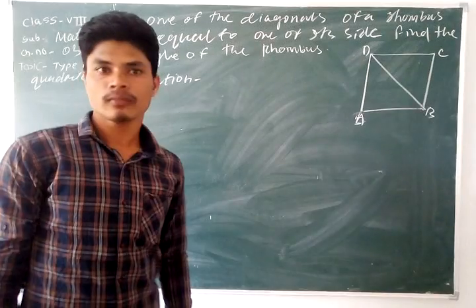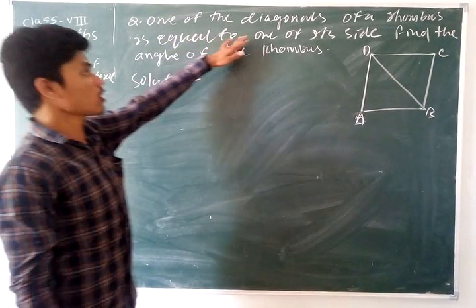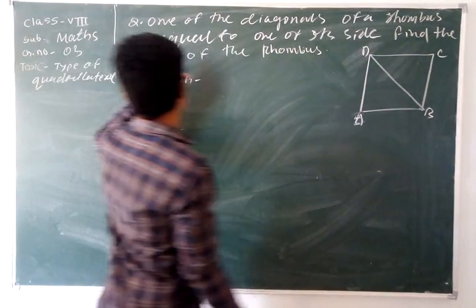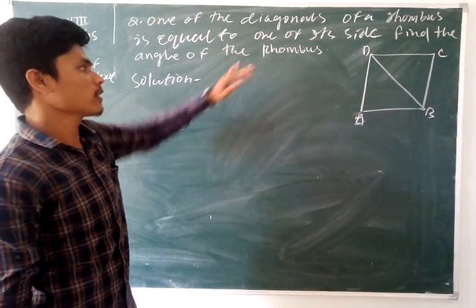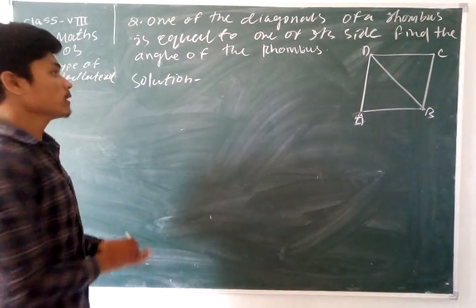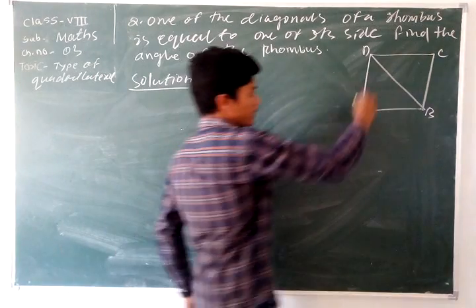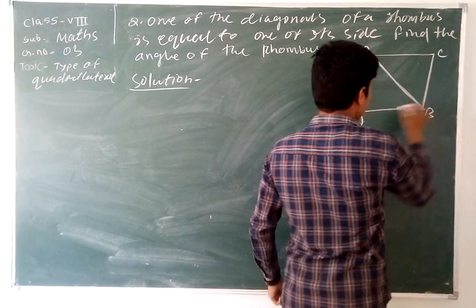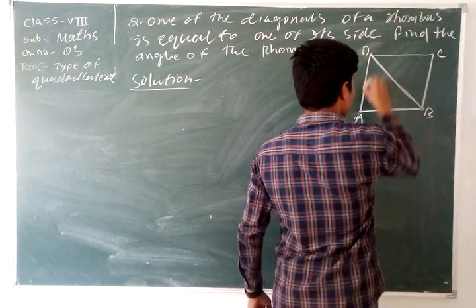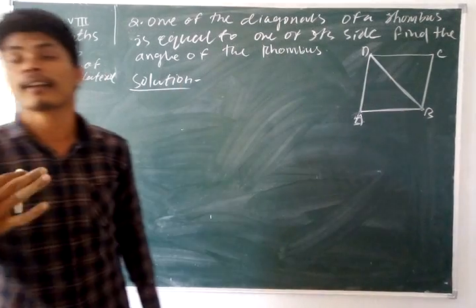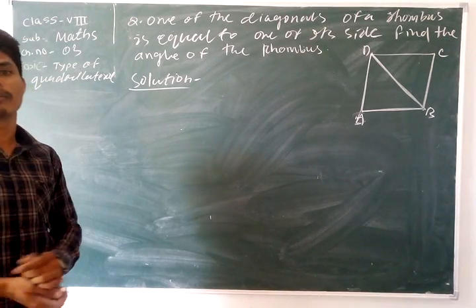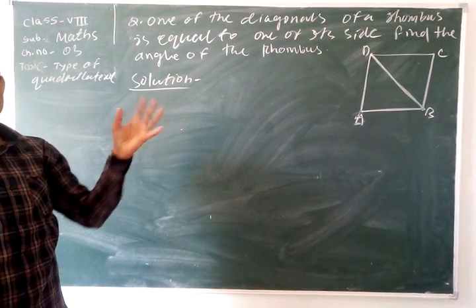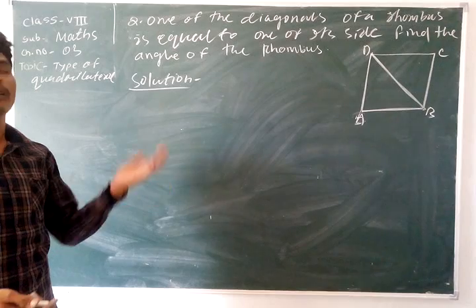Okay. See, one of the diagonals of a rhombus is equal to one of its sides. Find the angles of the rhombus. That means, see the question, one diagonal is equal to its sides. We know the sides of a rhombus. The sides of a rhombus are always what? Are all sides of a rhombus equal or unequal?